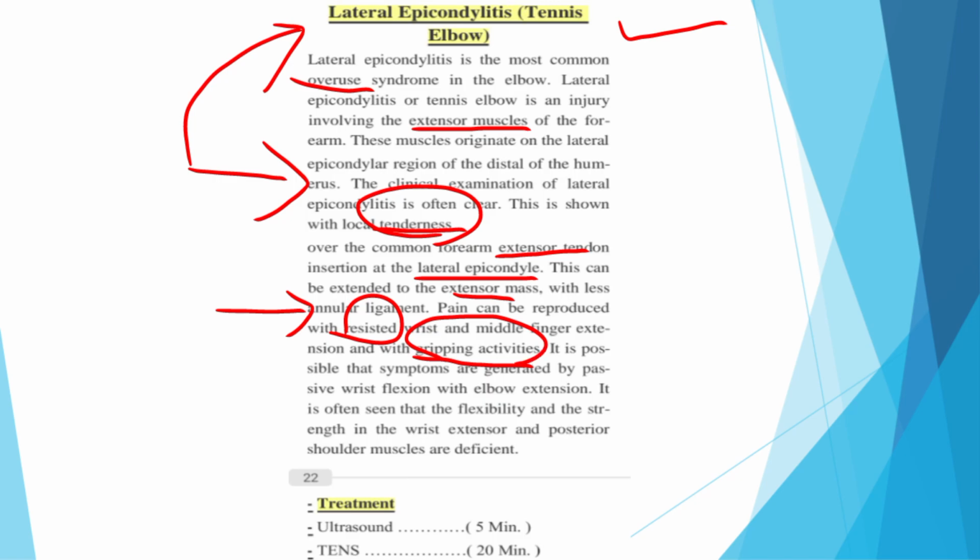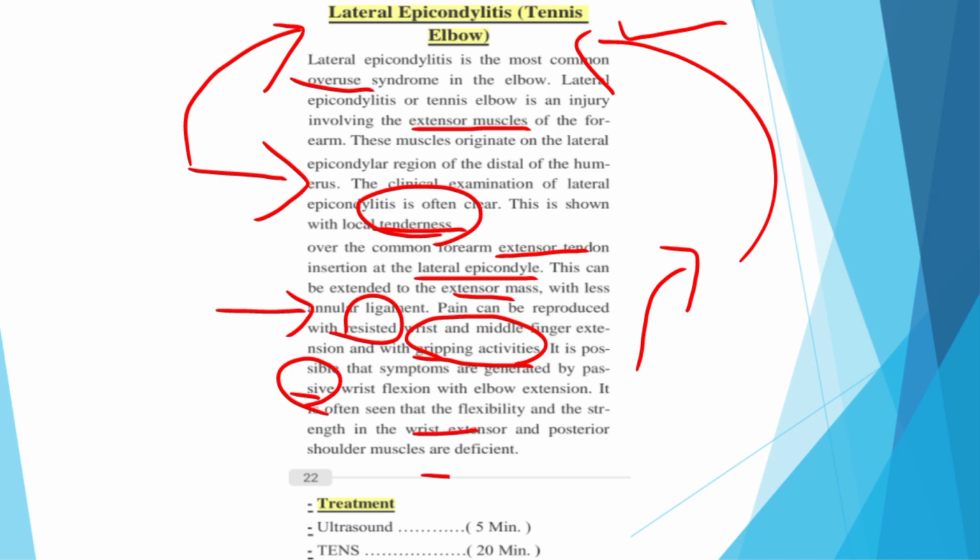It is also possible that symptoms are generated by passive wrist flexion with elbow extension. This is also used as a special test. We can diagnose it with these two conditions: the resisted position, and passive wrist flexion with elbow extension. It is often seen that the flexibility and strength of the wrist extensors and posterior shoulder muscles are deficient. There is low strength in these muscles.